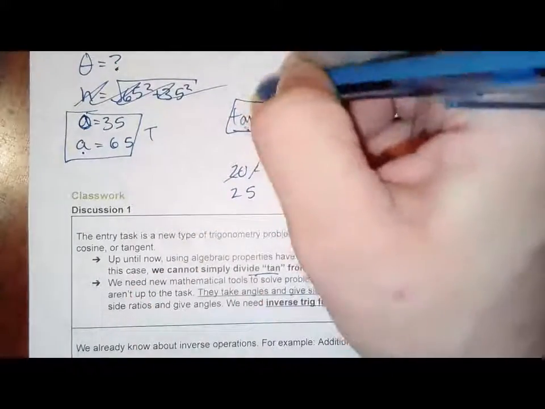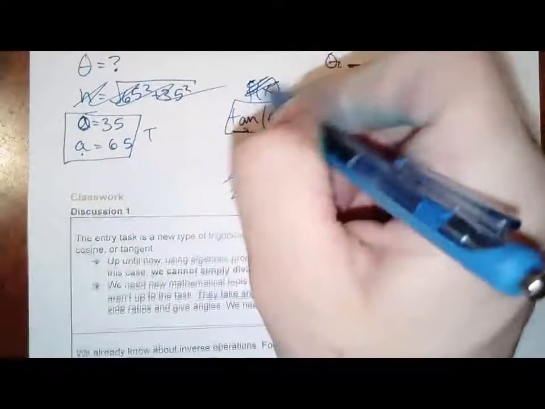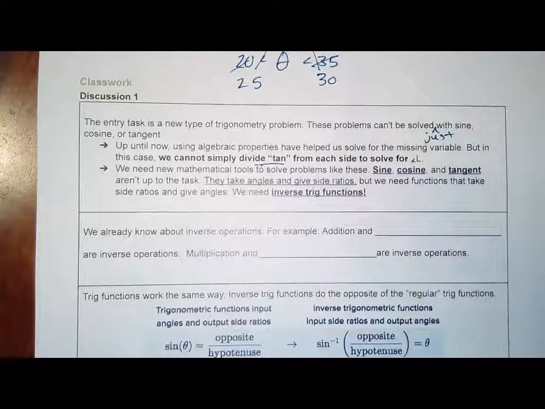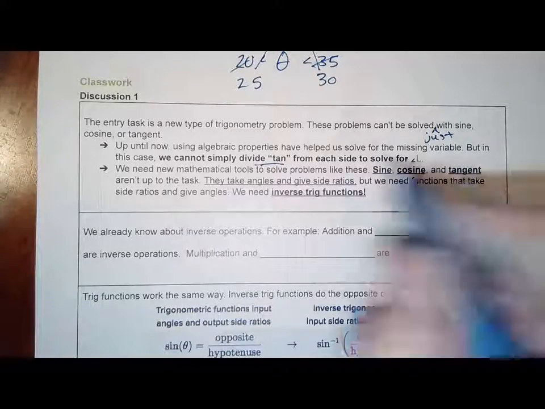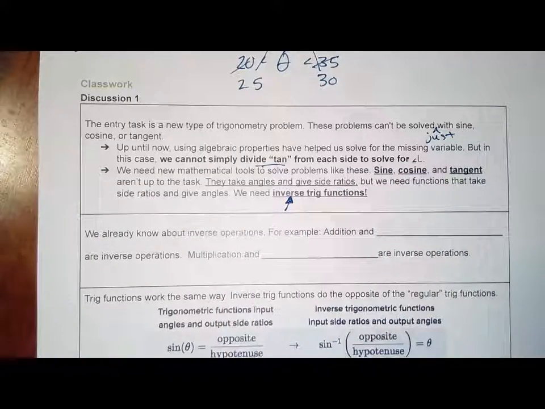This is something you'll learn about more next year, like function f of x. Maybe I shouldn't talk about that yet. But the point is, it's not a multiplication problem. In order to help us deal with sine, cosine, and tangent, they need to have opposites or undoing operations. We need to have inverse trig functions.